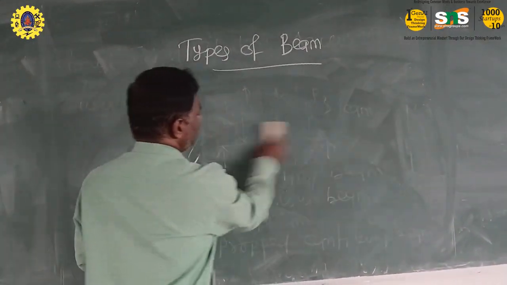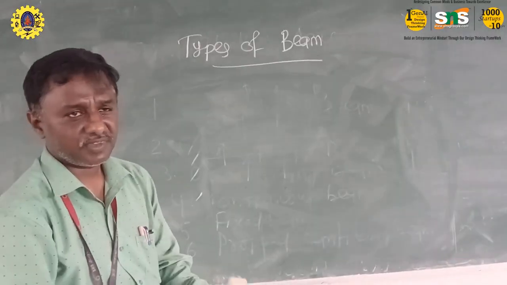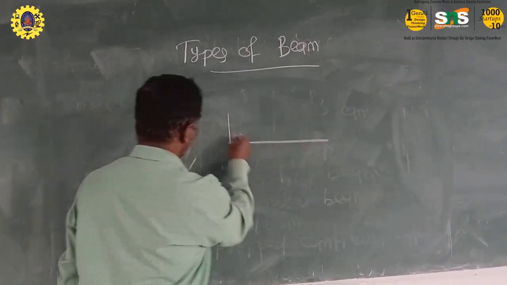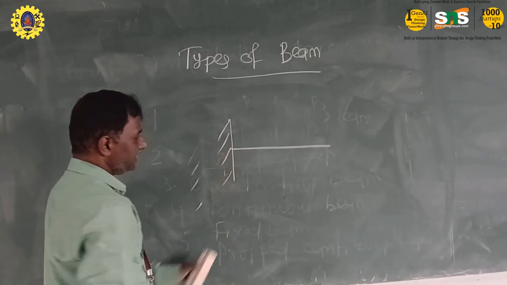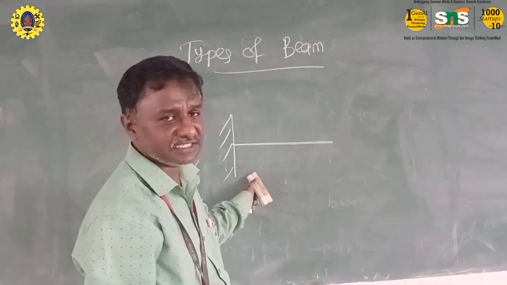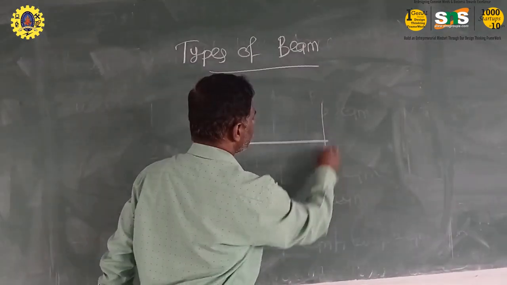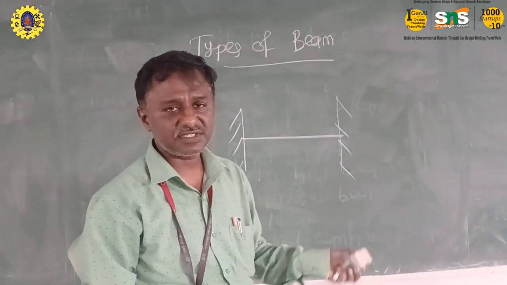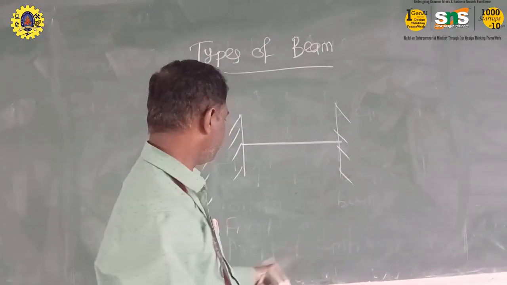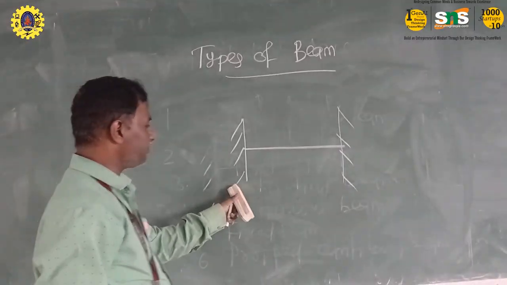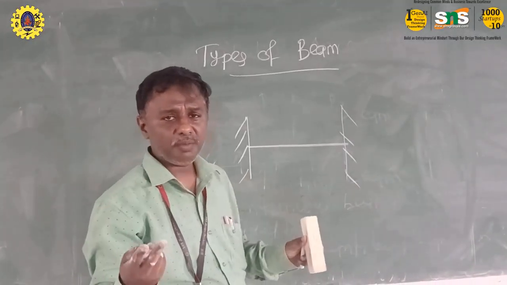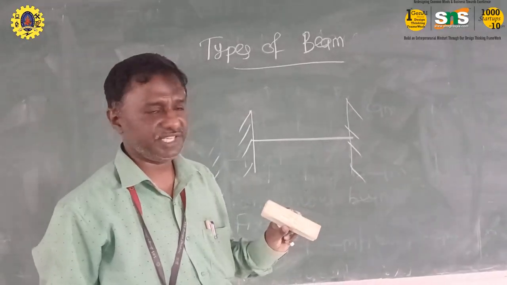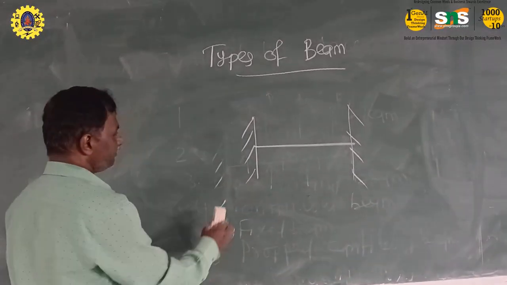Next, the fixed beam. The word itself says fixed. If one end is fixed, it is called a cantilever, which we already discussed. If the other end is also fixed, then this is called a fixed beam. Here the number of supports is two, but both are fixed supports. That is called a fixed beam.